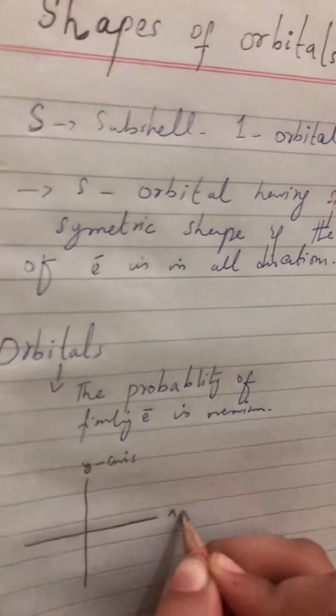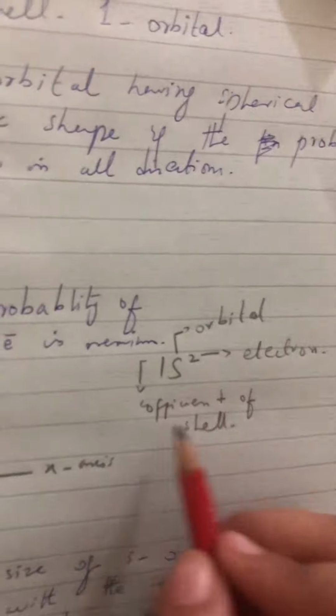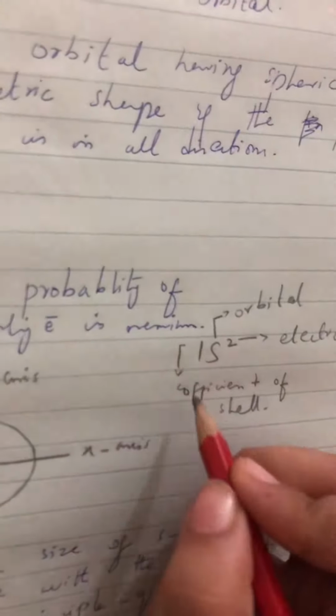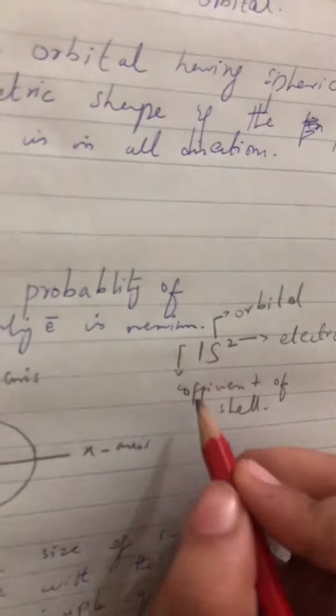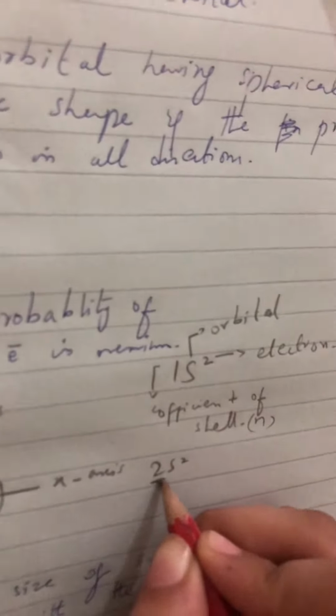Here we have, for example, 1s². What is 1? 1 is the coefficient of shells; it represents which shell it is in. So it's 1, so it is in shell 1, which is K. s is the orbital and 2 is the number of electrons. In this, n is the principal quantum number, representing the number of shells. So the increase of n will be the increase of the s orbital size. For example, if it is 1s² and we write 2s², the shape will be bigger than that. As n increases, the spherical shape also increases. So that was the point.